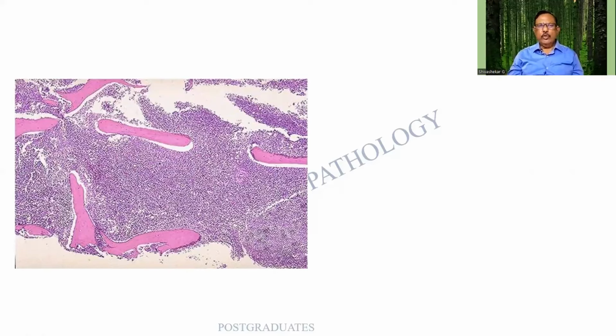Why is the marrow so cellular? One, there has been a suppression and then a recovery. Or two, the patient is on hematinics. Or three, there has been an infiltration. It can be a lymphoma, it can be a leukemia, it can be a metastasis, whatsoever. But this amount of cellularity is definitely not very good.